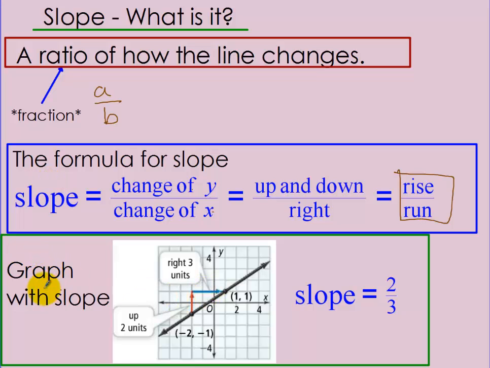Graphing a slope. Graph with a slope. So we have a line right here, and we have 2 points. Now the slope of this line is going up 2 units and right 3 units. So the change of y is up 2, so it's positive 2. And the change of x is going to the right 3, so it's 3 down here. So the slope is 2/3.